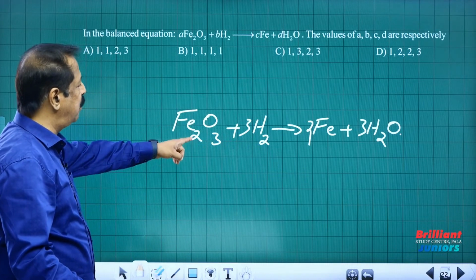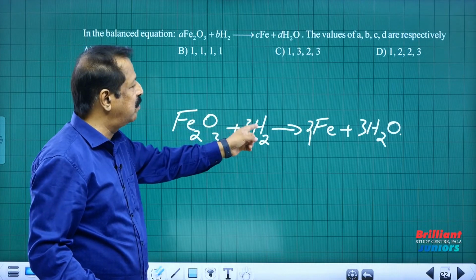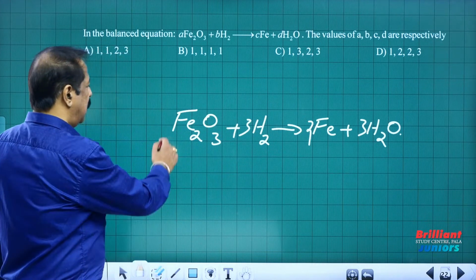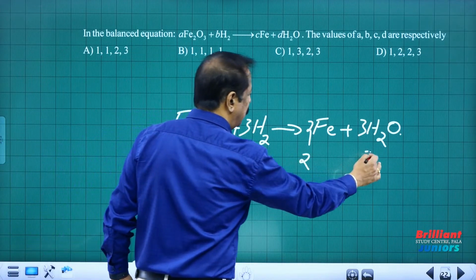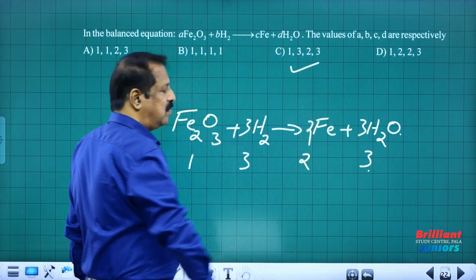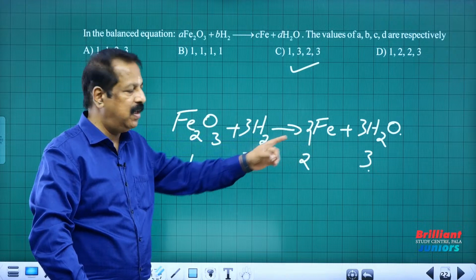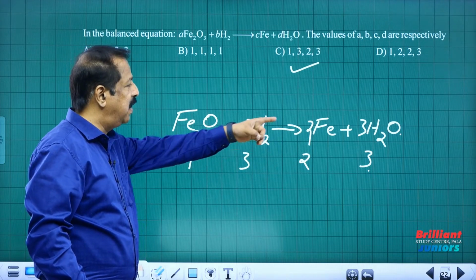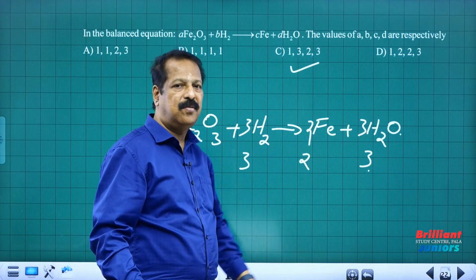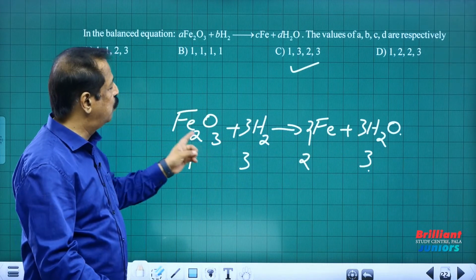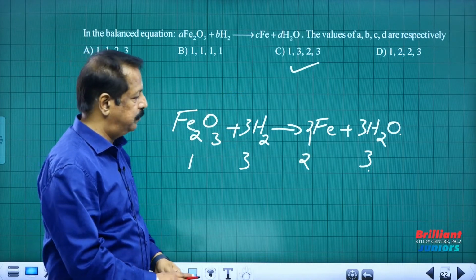We'll see whether it is balanced: 2 Fe, 2 Fe. Here 3 oxygen, 3 oxygen. 2 3s are 6 hydrogen, 6 hydrogen. So here this is 1 and this is 3, this is 2 and this is 3. So here the answer is option C. This is the way in which you have to balance. 2 Fe, 2 Fe. Here 3 oxygen, there also 3 oxygen. 2 3s are 6 hydrogen, here also 6 hydrogen. So left hand side and right hand side are equal. So 1, 3, 2, 3, and option C is the answer.